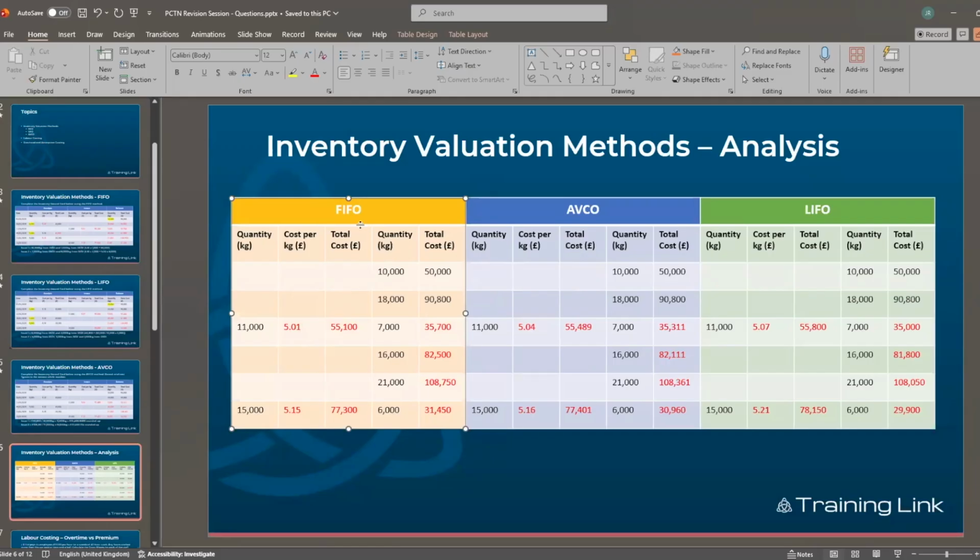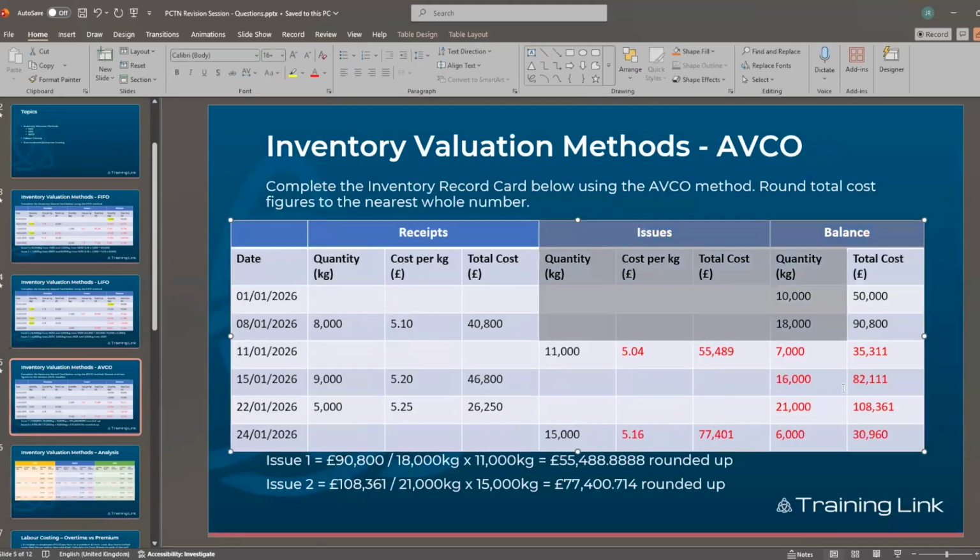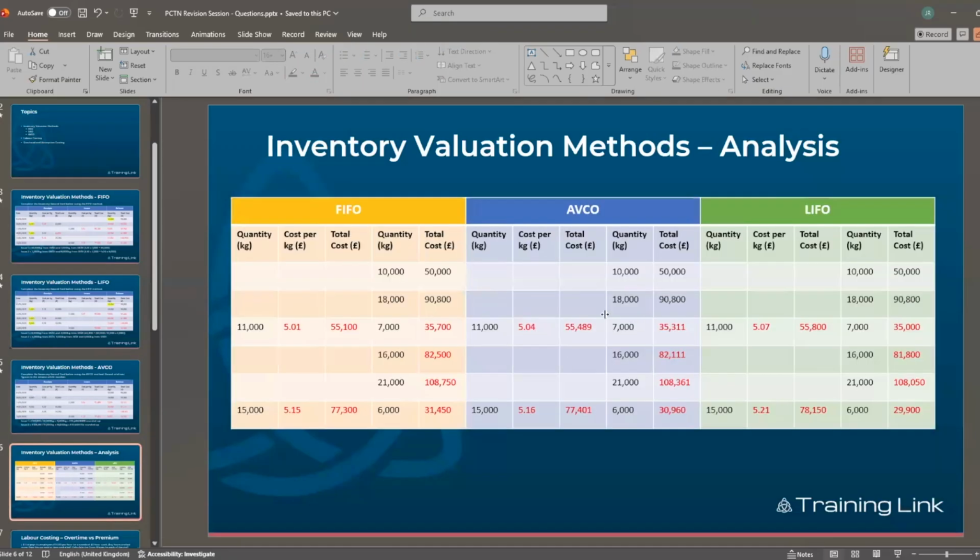So when we're using the FIFO method, and we're looking at this, this is just the issues and, sorry, I've just taken these two columns. So this is just the issues and the balance for each one. I've not included the receipts just so I can get it on screen.